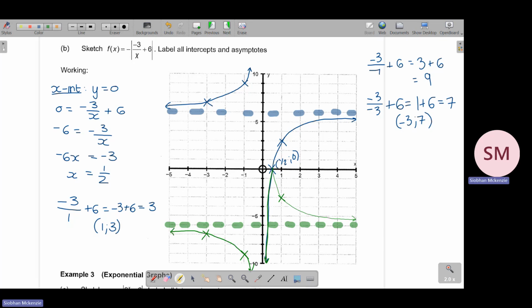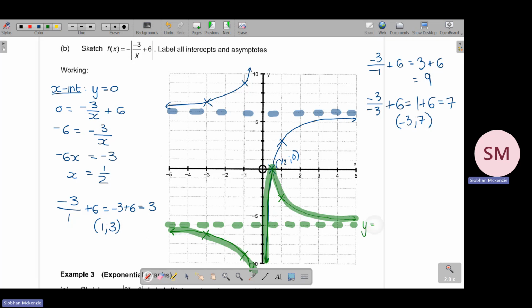So the graph of your absolute value graph is this. Technically, we should also label this asymptote as y is equal to minus 6. And we've labeled our x-intercept. How do you feel about this? A bit better? Let's do exponential functions.